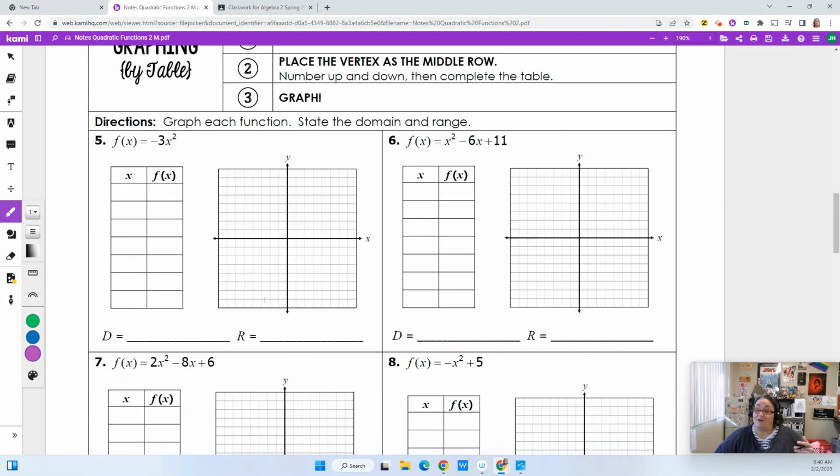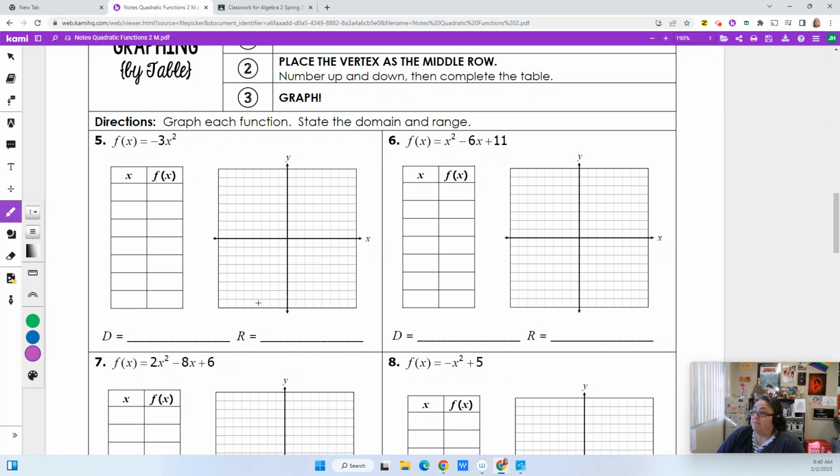Oh, and then we get to talk about the domain and the range. And on your worksheet, you will have to do all of those things. You will have to do the domain, you'll have to do the range, you'll have to do the maximum and the minimum, axis of symmetry, and vertex on your homework sheet.